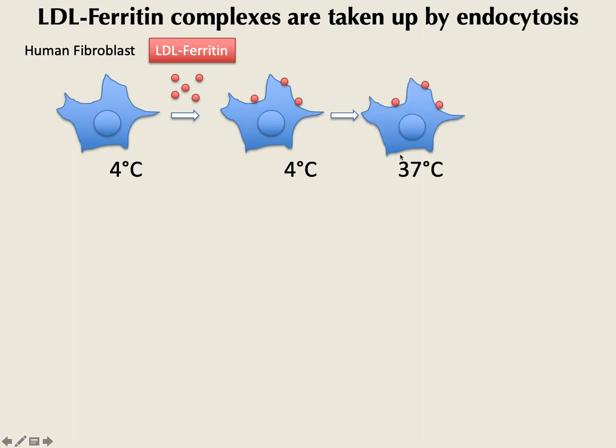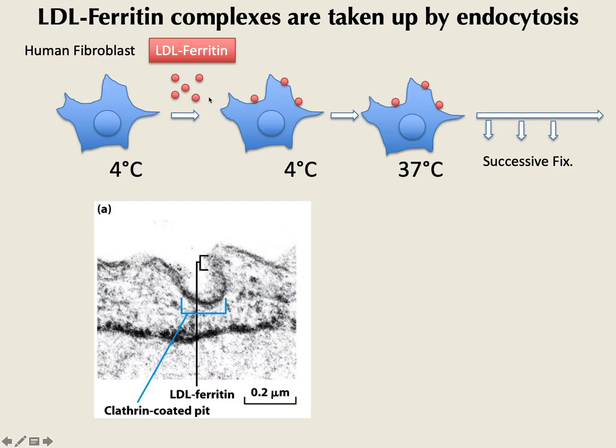Now it can start endocytosing this LDL, and you're going to come in at successive time points to collect cells and do electron microscopy. What you're going to be on the lookout for are these black dots that come from the iron in the ferritin, that will report on the presence of the LDLs. Okay, so let's just go through a couple images.